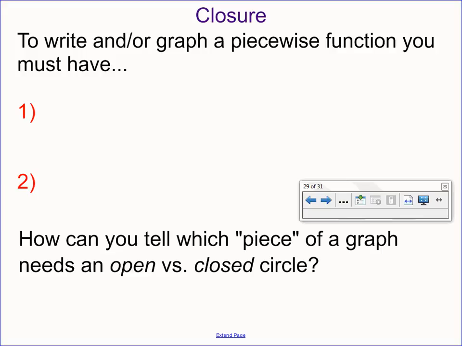Awesome. Let's go ahead and share your response then with the whole class when I call on you. So please be ready to share your closure responses. To write or graph a piecewise function, you must have two different things. Right? What's the first thing that we need? Aaron? The equation of each curve. Good. We need the equation of each piece, the equation of each curve or each piece. That's my what, right?